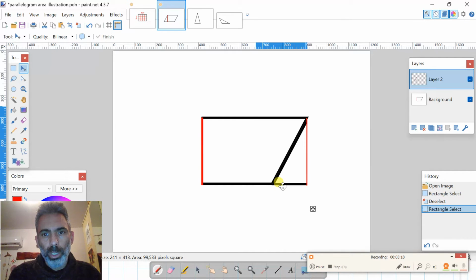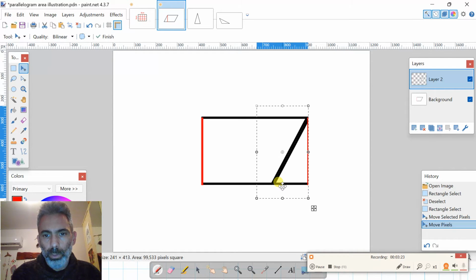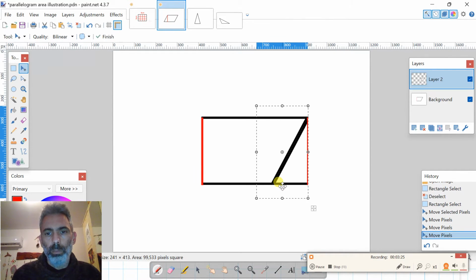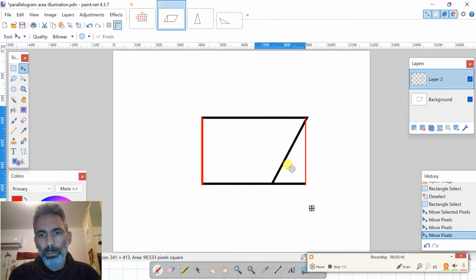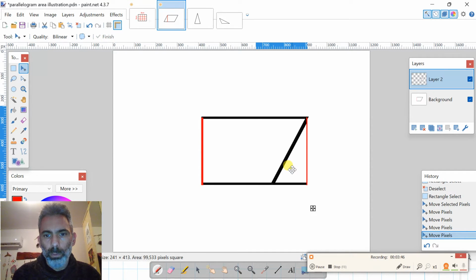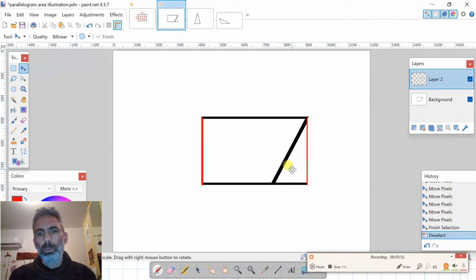Okay, so I'm not changing the area. The total area stays the same. I just moved the triangle from the left side of the parallelogram to the right side. I cut the area of the triangle from the left side and shifted it to the right side. And so we see that when we shift the triangle from the left side to the right side, we end up with a triangle.